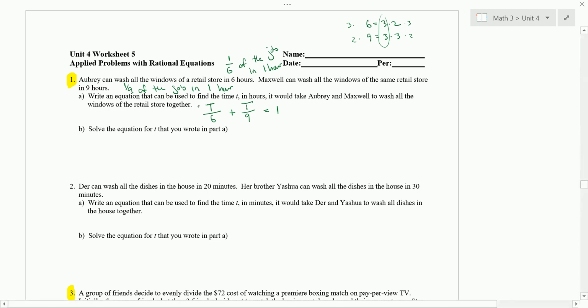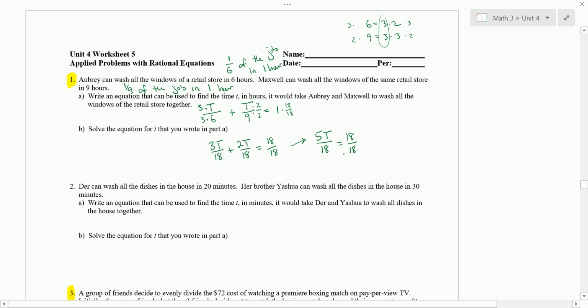And so I'm going to multiply by 3 on the left hand side, 3 over 3, and then multiply the right fraction by 2 over 2. And I'm going to multiply the 1 by 18 over 18. And that gives us 3t over 18 plus 2t over 18 is equal to 18 over 18. 3t plus 2t is 5t, so we get 5t over 18 equals 18 over 18.